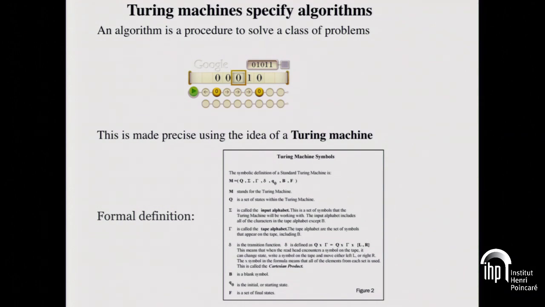The idea of an algorithm wasn't available really in a rigorous way until Turing. So Turing defined a set of procedures for processing data called the Turing machine. And with that, you could formally define what an algorithm is. It's a question that can be answered by a Turing machine.